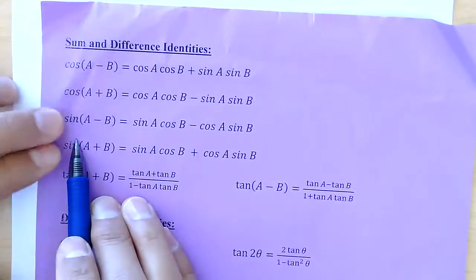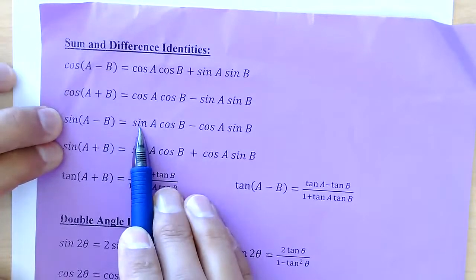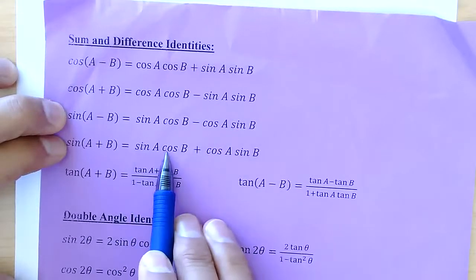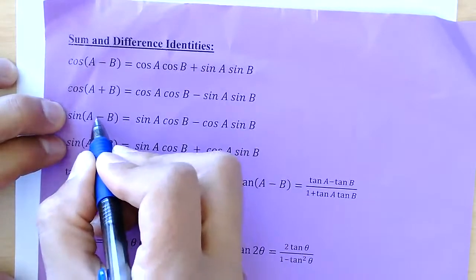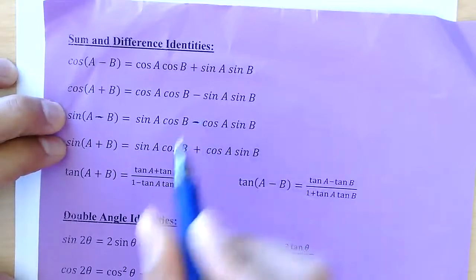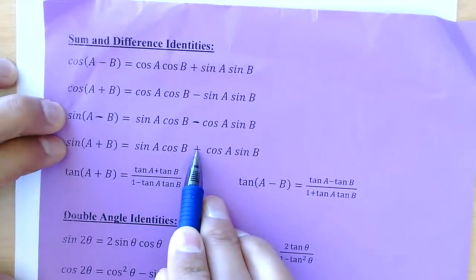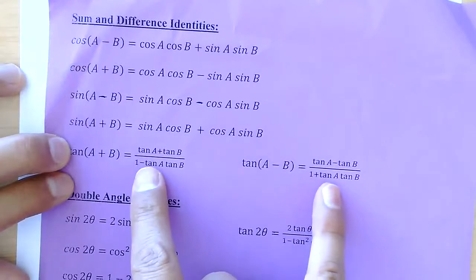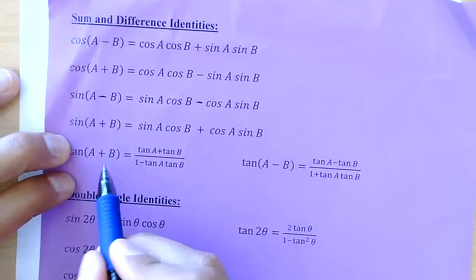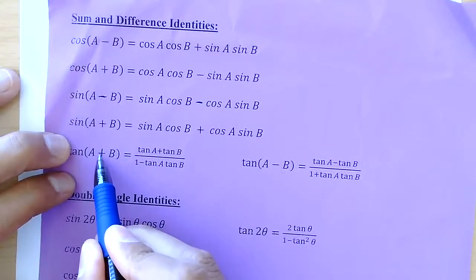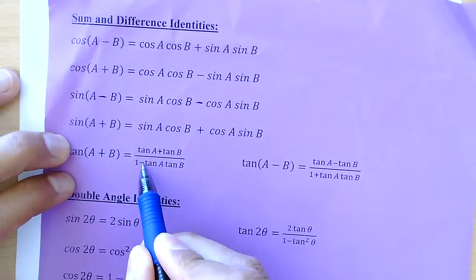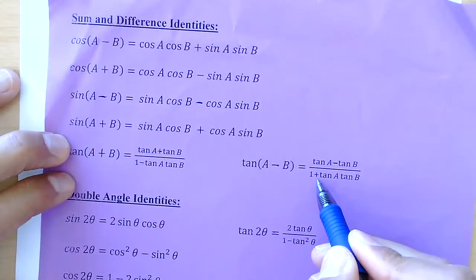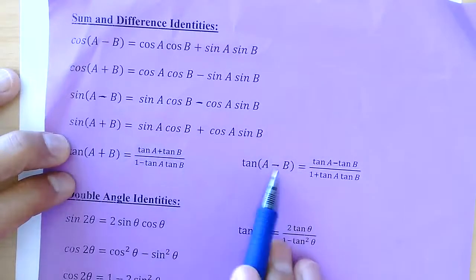For the sine, sum and difference, the pattern is sine, cosine, cosine, sine for both of them. If this is a minus, then this would be a minus as well. If you're adding a sum here, then you're going to have a sum here, a plus. The tangent are some fractions, and I'll let you look at them for a little bit. The tangent of A plus B has the plus and then the minus. The tangent of A minus B has a minus and then a plus. So these formulas you're going to need to know.